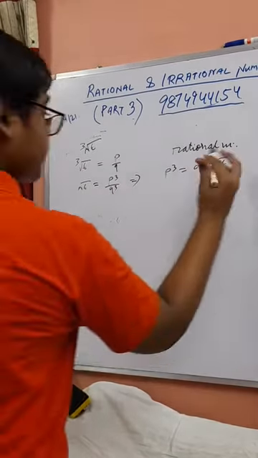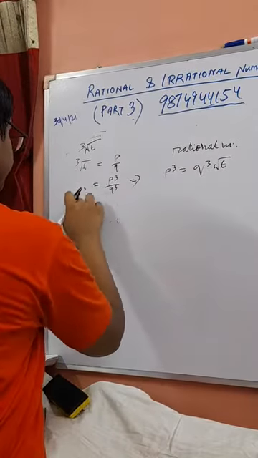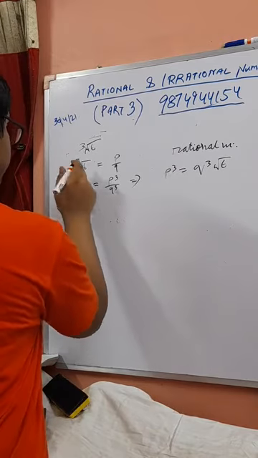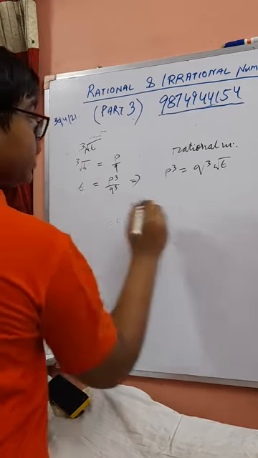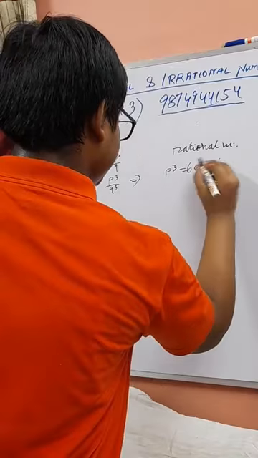It will be 6, not root 6, it will be 6 only here, because it is also cube. It will be 6 and it will be 6.